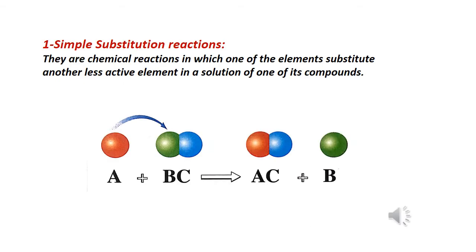First, simple substitution reactions. They are chemical reactions in which one of the elements substitutes another less active element in a solution of one of its compounds, as when A reacts with BC. A replaces B in the BC compound, so the products will be AC and B. So here, A is more active than B, so A can substitute B in its compound.